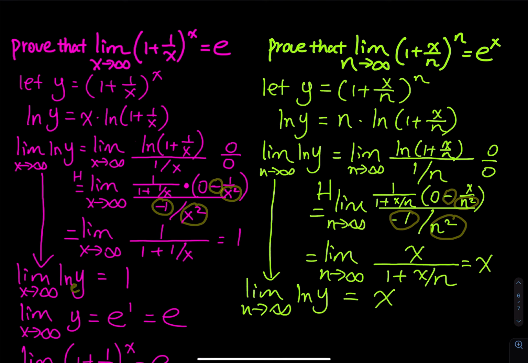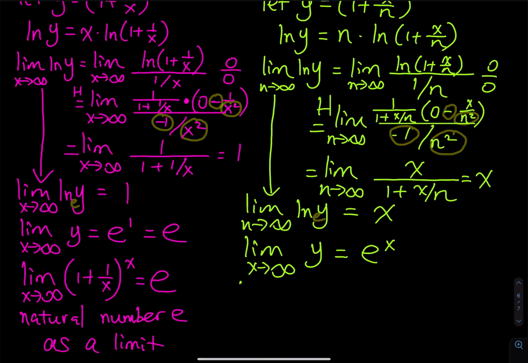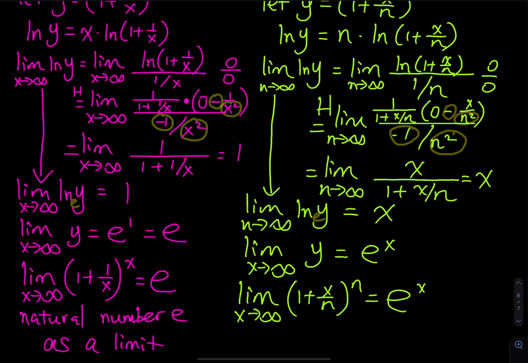As always, the base of ln is e, so we change this back to exponential form. We have the limit as n approaches infinity, y equals e to the x power. You just let y equal the given function. So therefore, the limit as n approaches infinity of the given function is equal to e to the x, and we just finished the proof. So I write a double slash and done. That tells me that the proof is finished.